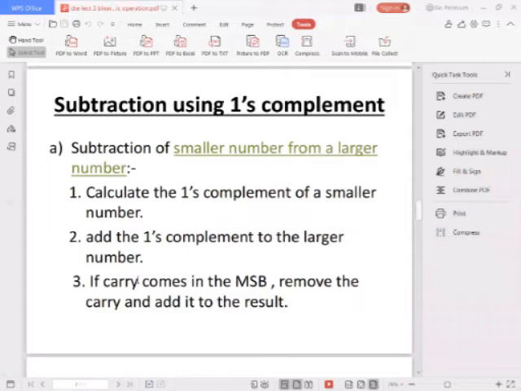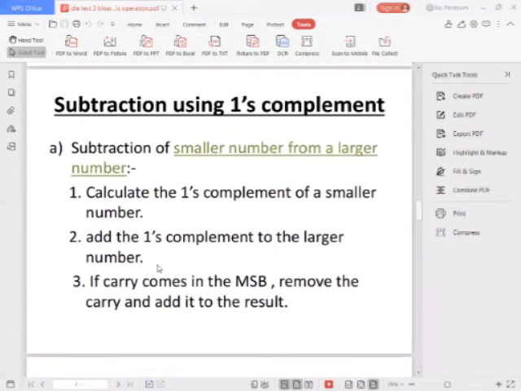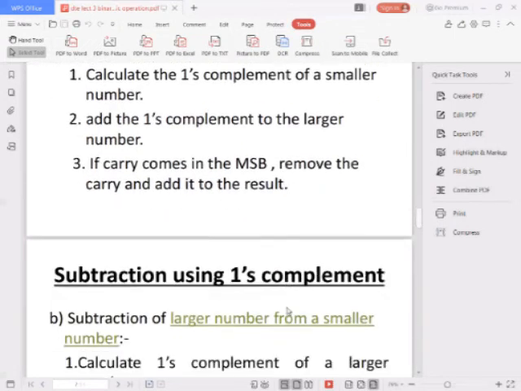For example, if we have A minus B, where B is the small number and A is the large number, then take the 1's complement of B, then add A to the 1's complement of B, and if the carry comes, that is if the carry is 1, then add this carry to the result, and the final answer is your result.